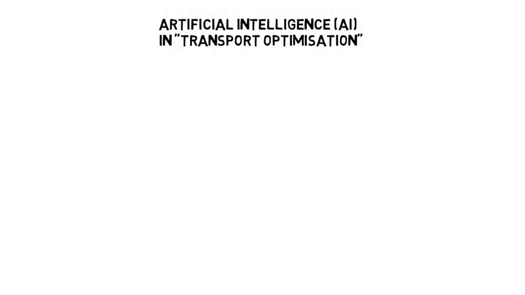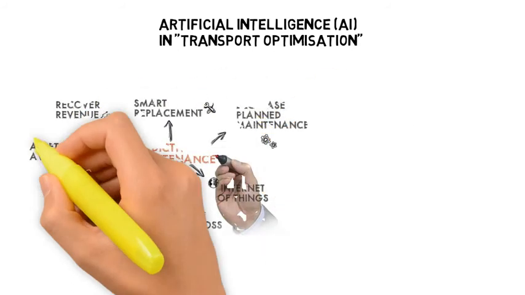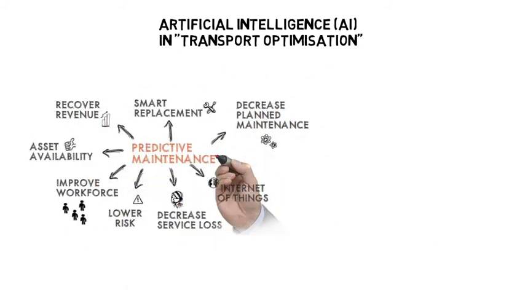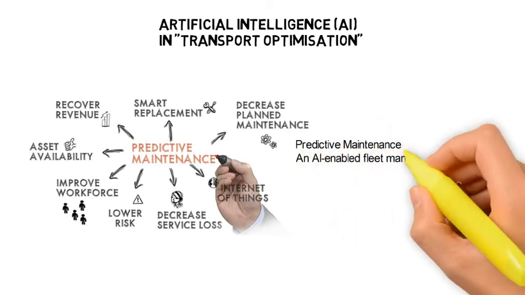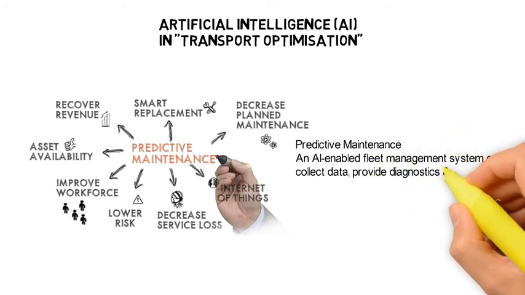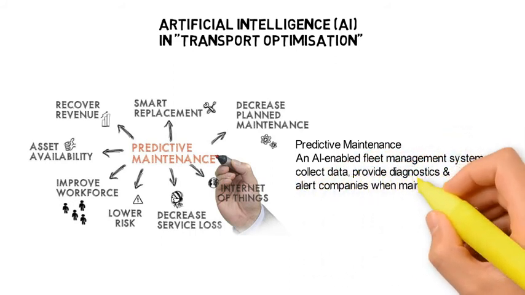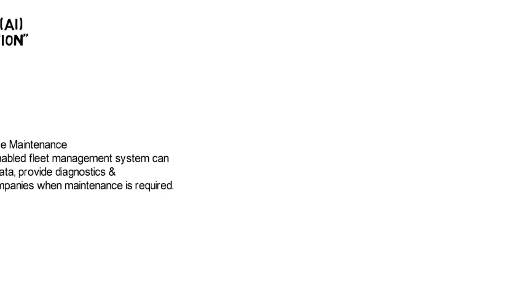The power of AI and big data can also be used to monitor and identify the maintenance needs of the vehicles in a company. Instead of carrying out repairs only when breakdowns happen or conducting planned maintenance regularly, AI collects data, provides diagnostics, and alerts companies when maintenance is required. This avoids breakdowns, increases vehicle availability, and avoids service failure due to vehicle downtime while optimizing maintenance costs.